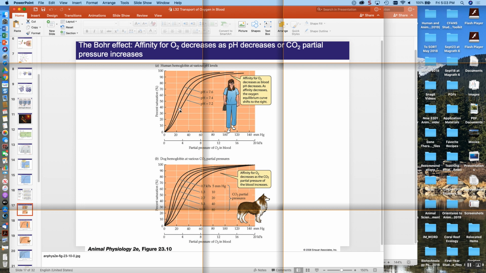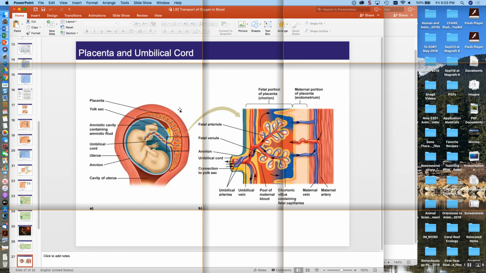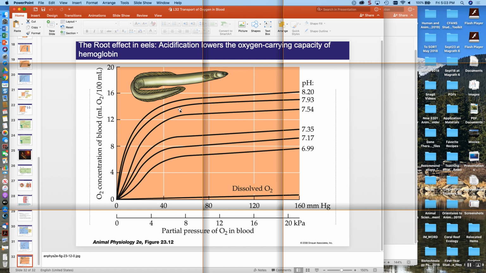Today I introduced the root effect. With the root effect in eels, it's kind of weird. When you increase the acidity, not only do you get a shift to the right, you're actually lowering the oxygen carrying capacity. It's like you're taking half of someone's hemoglobin out of their body, like you're blocking half of the oxygen binding sites on hemoglobin, like we talked about today with carbon monoxide. So you're lowering the total oxygen carrying capacity. That's called the root effect.